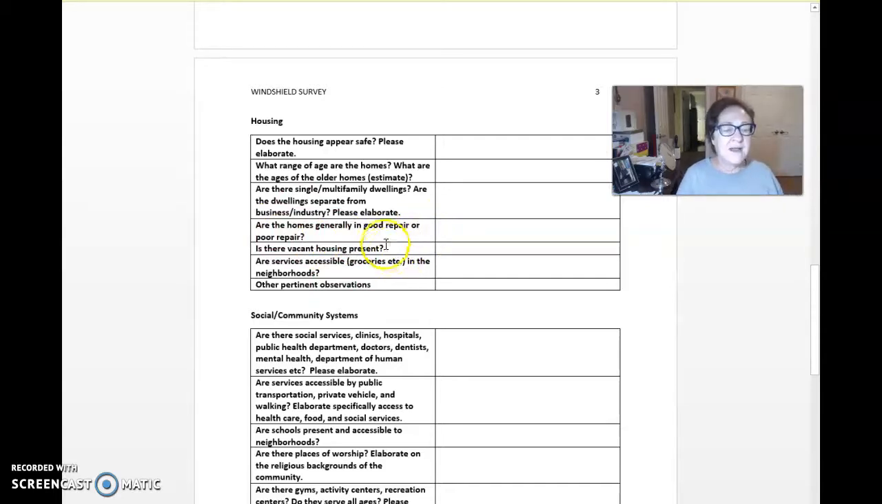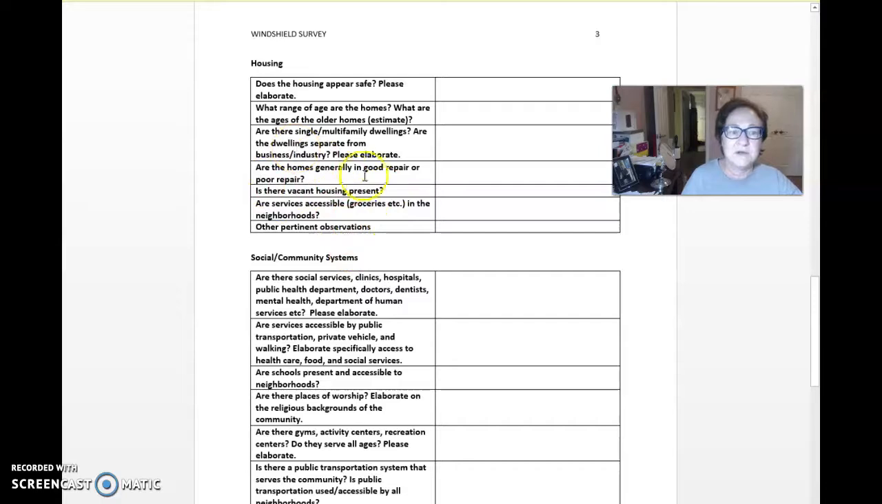And think about how this impacts health. Well, we all know from the coronavirus that the minority populations have had more coronavirus, and Chicago has had more than downstate. I think it is because of the crowded living conditions in which many of them live. So, are vacant houses present?